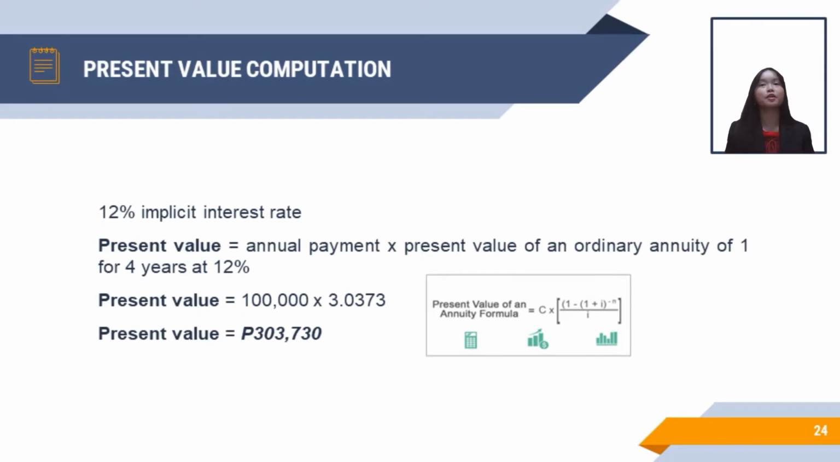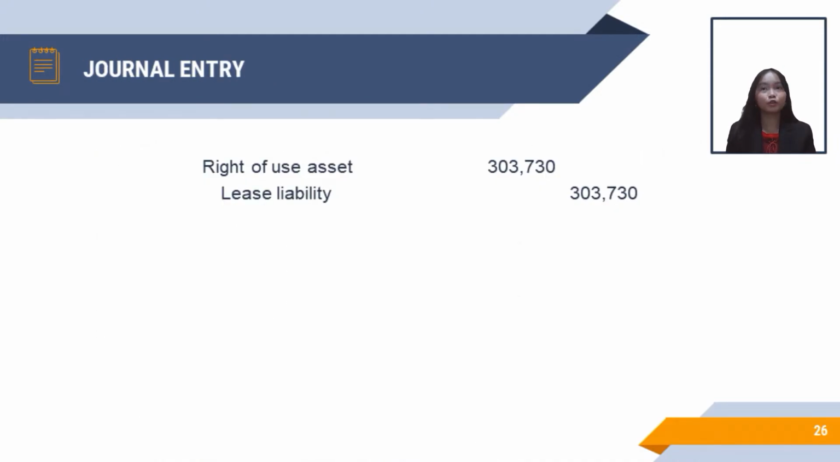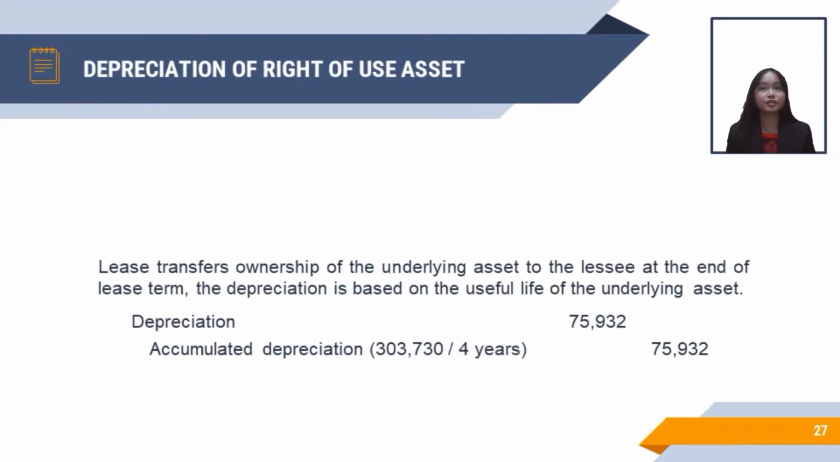Thus, 100,000 times 3.0373 is 303,730 pesos. You can see the formula that we use to compute the present value of an ordinary annuity of 1 for 4 years at 12%. But you can also derive it from the mathematical table of present value of annuity. To record the finance lease at the commencement date of the lessee, we will debit right of use asset for 303,730 and credit lease liability for 303,730 as well.